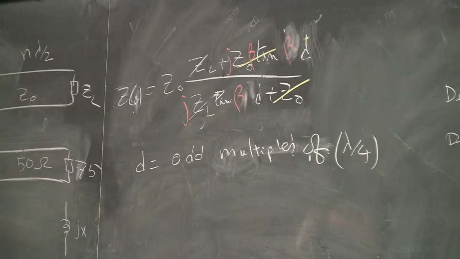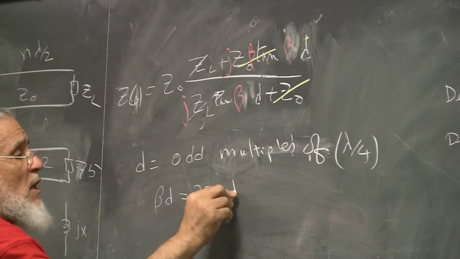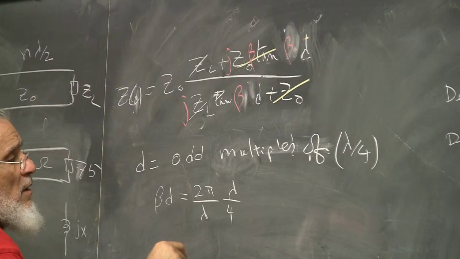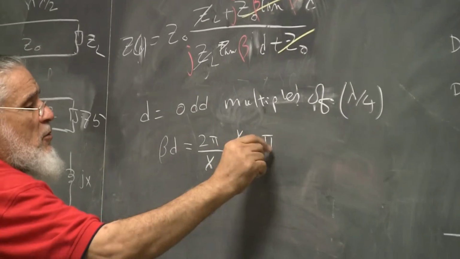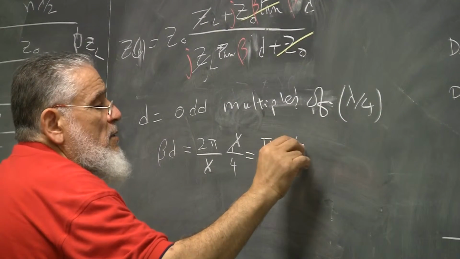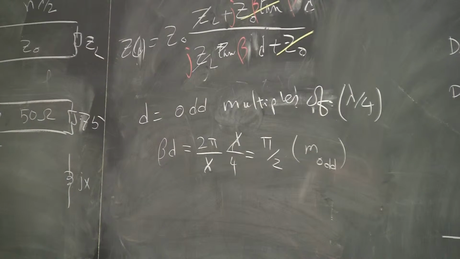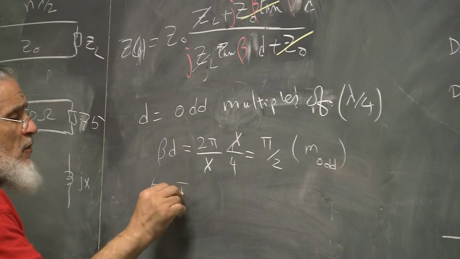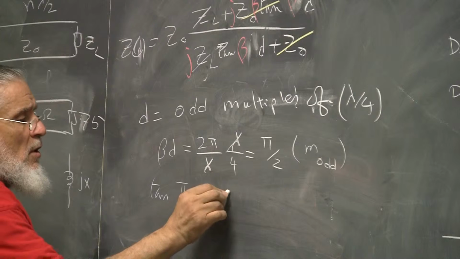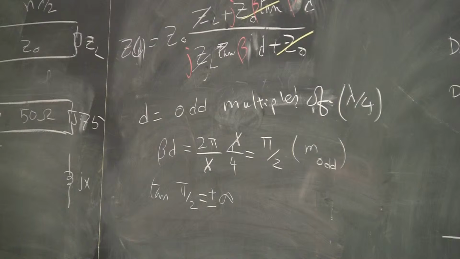All right. So in this case here, beta D is 2 pi over lambda times lambda over 4, or odd multiples of that. That gives you a pi over 2. Multiples of pi over 2 times, let's say here, m odd. That's your multiple. The tangent of pi over 2, we know that goes to plus or minus infinity. Right? So the tangent blows up.